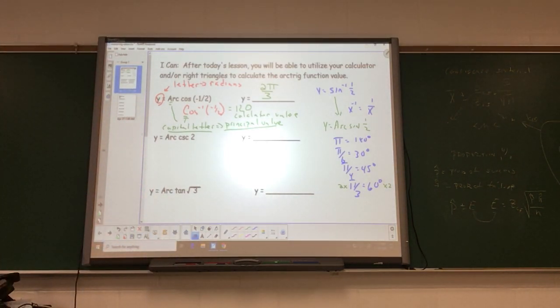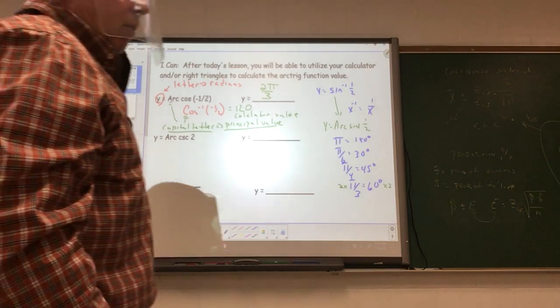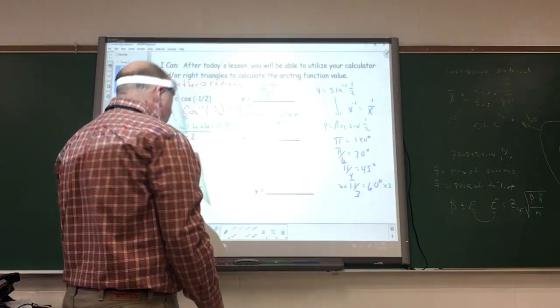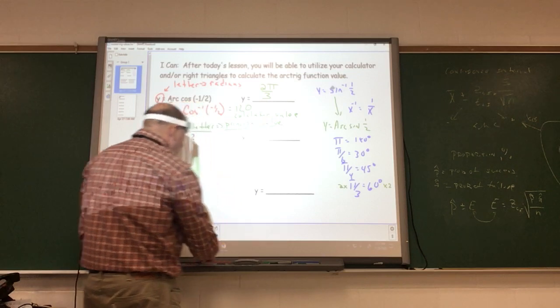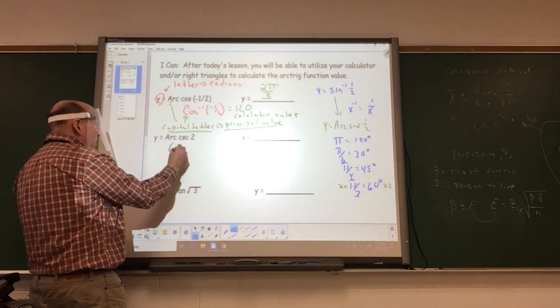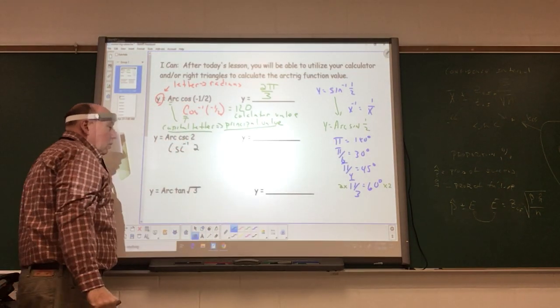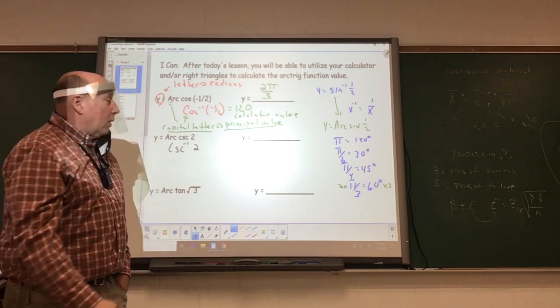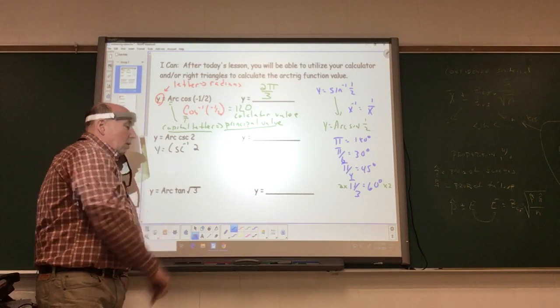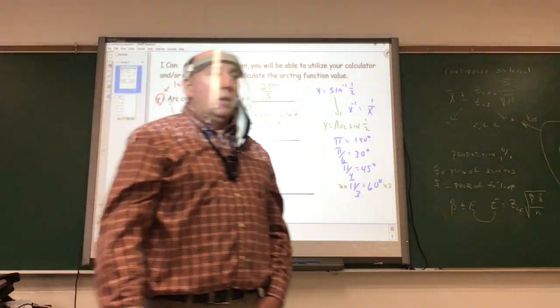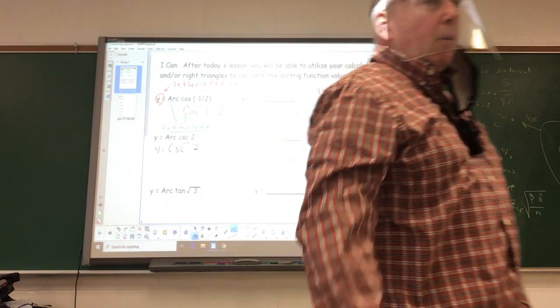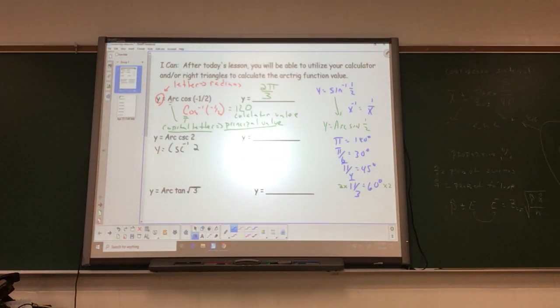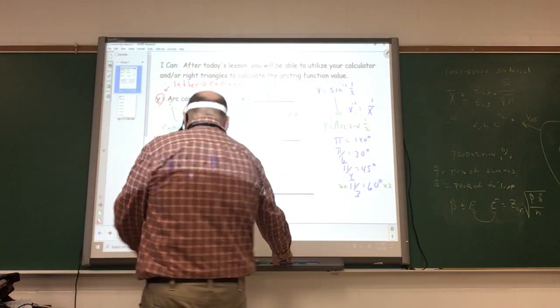I want to find the arc cosecant of 2, which means I'm looking for the inverse cosecant of the value of 2. The problem we run into, we don't have an inverse cosecant button on our calculator. But we can deal with the reciprocal function. What's the reciprocal function for cosecant, Bennett? Sine. So we can rewrite this as the reciprocal function.